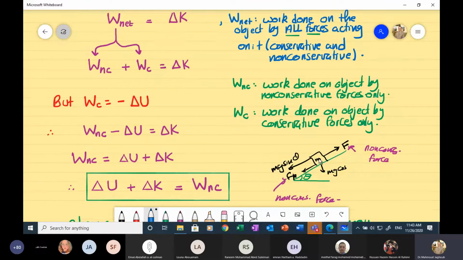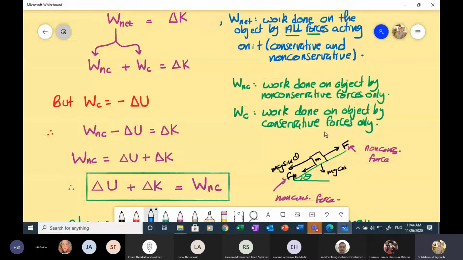Take this mass, for example. There is a force F moving it up the incline, and there is the weight acting on it, which I resolved into two components, and there is the frictional force. Now tell me which of those forces, F, the weight, and Fk, which of them is not a conservative force? In other words, which is a non-conservative force? Friction. F is a non-conservative force. Fk is a non-conservative force. The weight, however, is a conservative force.